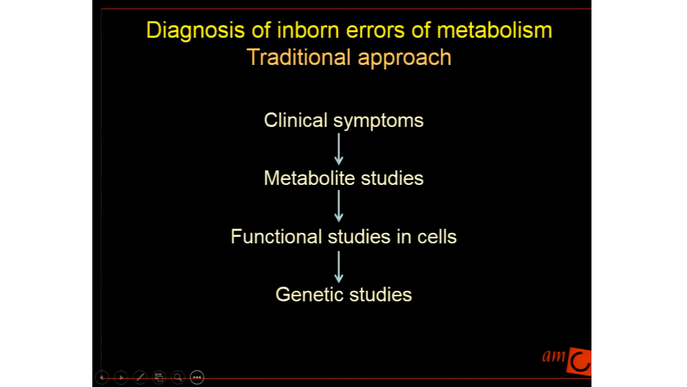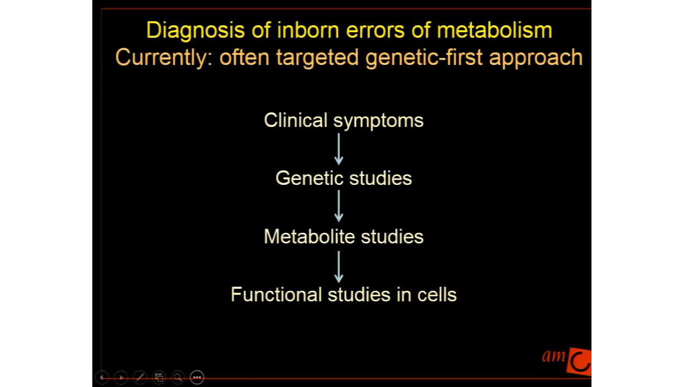Most of the examples that I presented so far were obtained in the traditional approach, so in the pre-next generation sequencing era. So the traditional approach of diagnosing inborn errors of metabolism, including peroxisomal disorders, is first you start with clinical symptoms, then you do metabolite studies, usually in plasma, and then you follow it up with functional studies in cells, and then you end up with the genetic studies finding the genetic defect. So of course, with the implementation of NGS and with the strong push towards genetic testing, this has changed a bit.